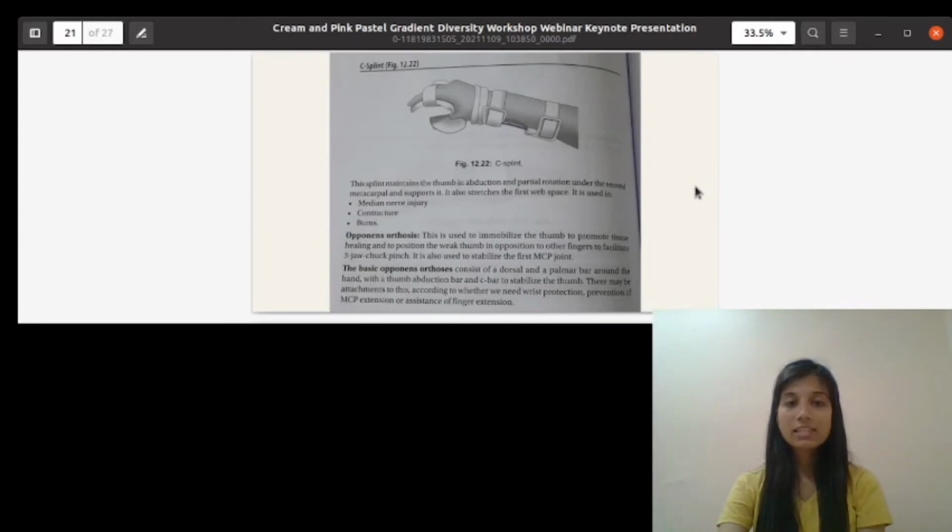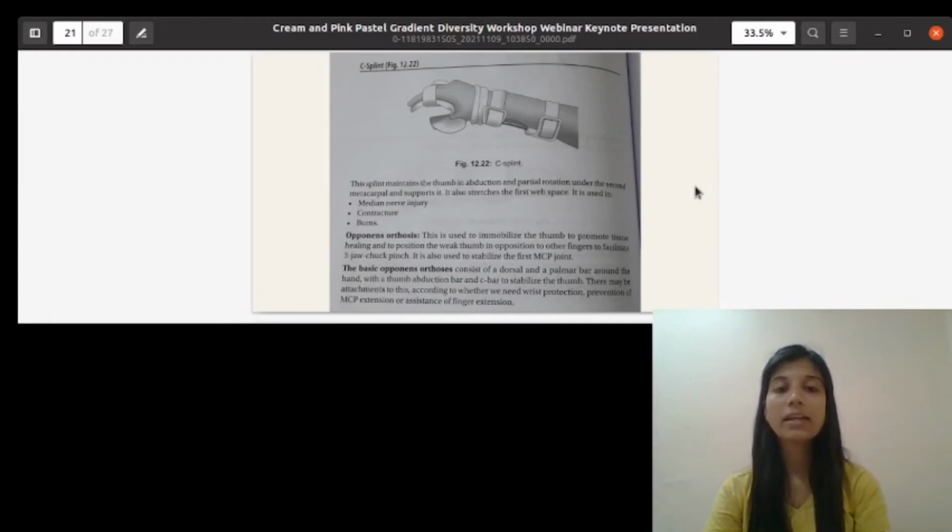Now next is the C-splint. This splint maintains the thumb in abduction and partial rotation under the second metacarpal support. It also stretches the first web space. The C-splint is used in median nerve injury, in any contracture or in burns.